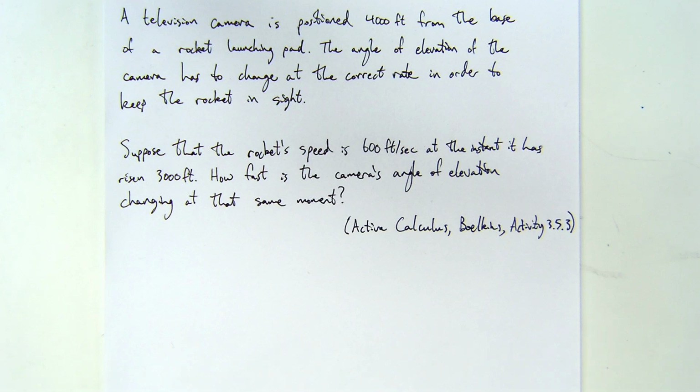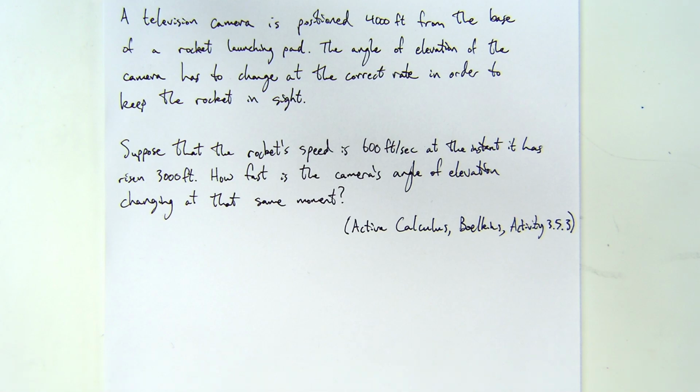So, a television camera is positioned 4,000 feet from the base of a rocket launching pad. The angle of elevation of the camera has to change at the correct rate in order to keep the rocket in sight. Suppose that the rocket speed is 600 feet per second at the instant it has risen 3,000 feet. How fast is the camera's angle of elevation changing at that same moment?